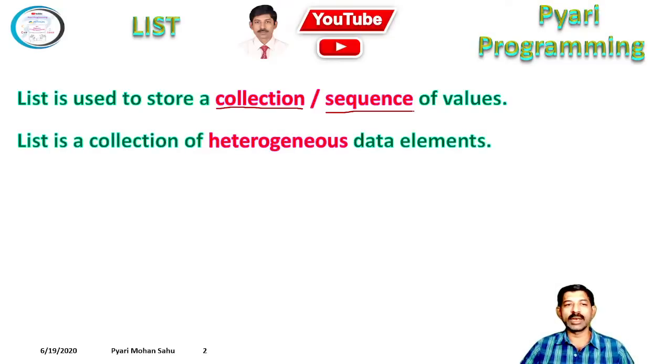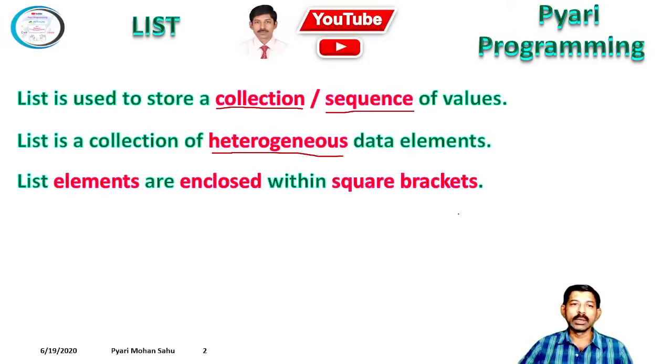So the next point says that list is a collection of heterogeneous data elements. What is this heterogeneous data element? That's why list is called heterogeneous data elements. The next point says that list elements are enclosed within square brackets.